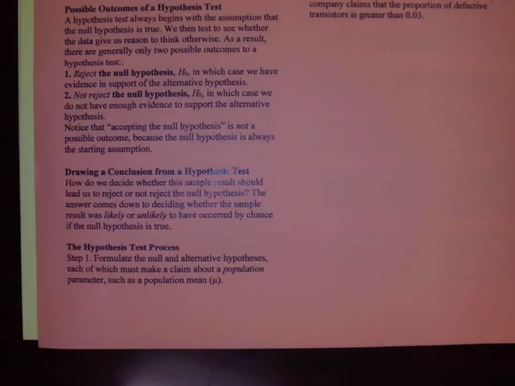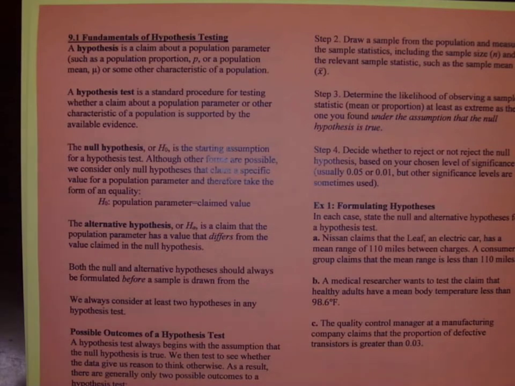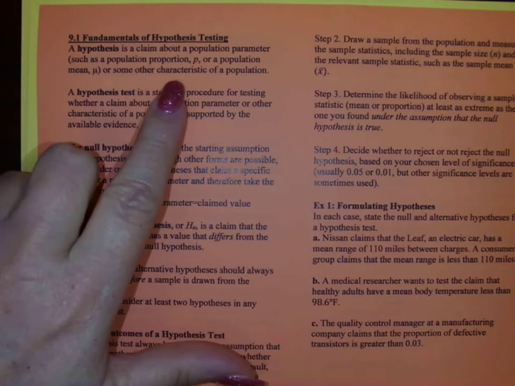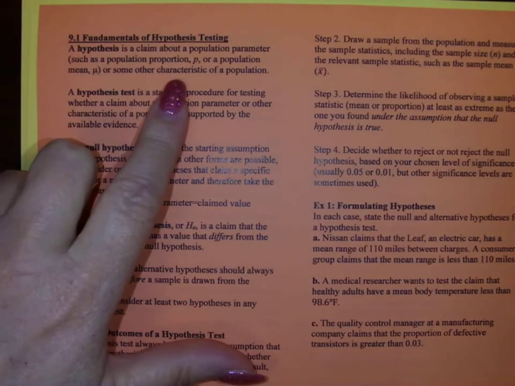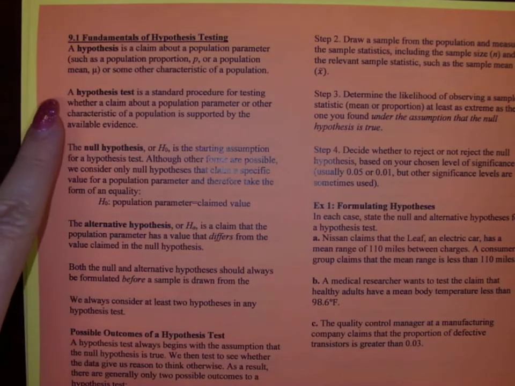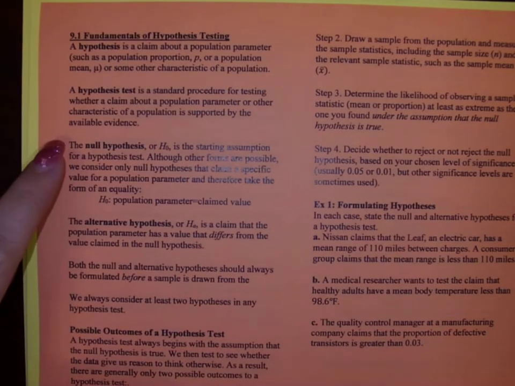All right, so we're going to talk about hypothesis testing. A hypothesis is a claim about a population parameter or some other characteristic of a population. A hypothesis test is a standard procedure for testing whether a claim about a population parameter or other characteristic of a population is supported by the available evidence.